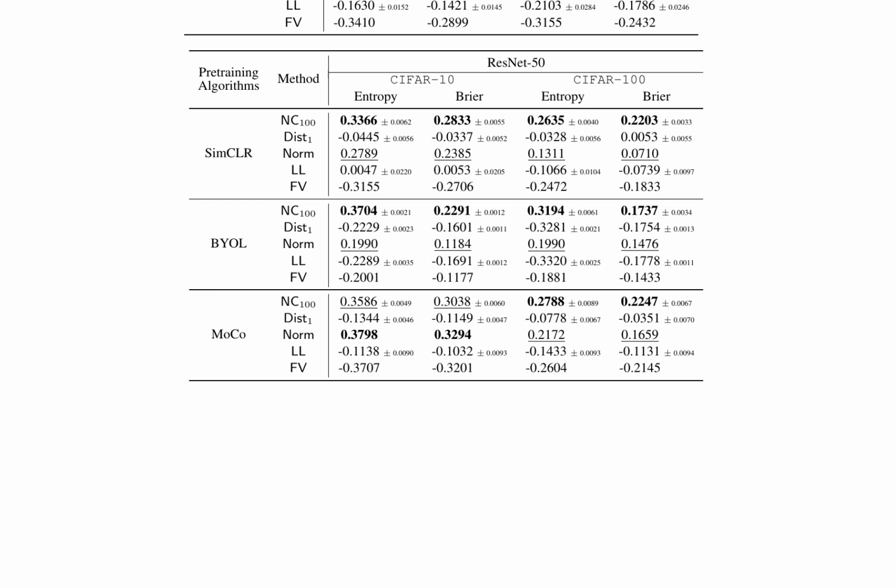The table also provides insights into the algorithm's capabilities and limitations through additional metrics, including distance, DIST1, normalized, norm, linear layer, LL, and feature vector, FV, methods. These metrics are particularly informative when considering the unnormalized representation used in this analysis.